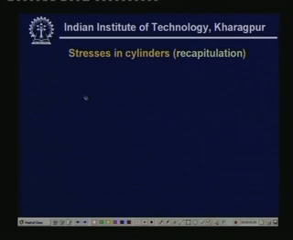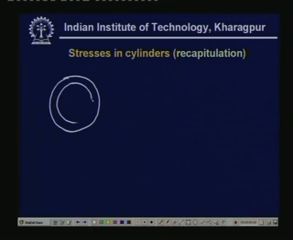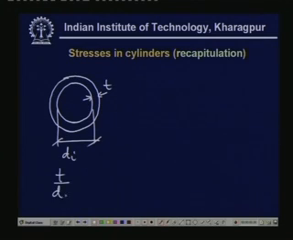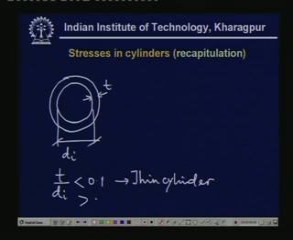Now the discussion started with the different kinds of cylinders. The cylinders are classified according to the thickness t and the inner diameter di. If t by di is less than 0.1, then we call it a thin cylinder, and if it is greater than or equal to 0.1, we model this to be a thick cylinder.